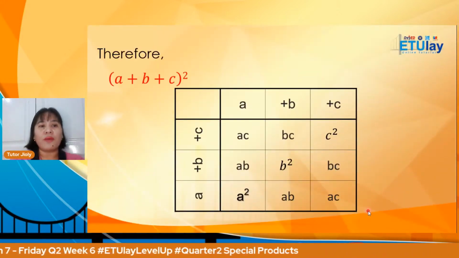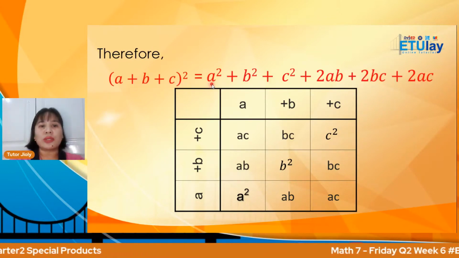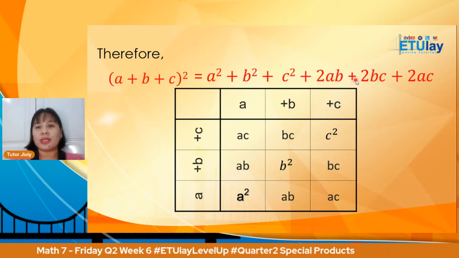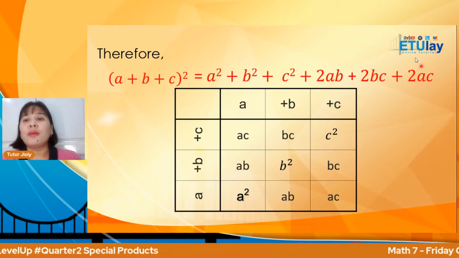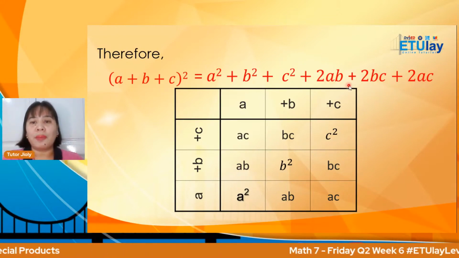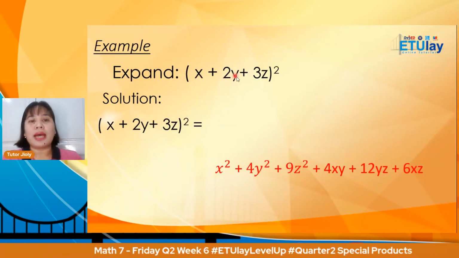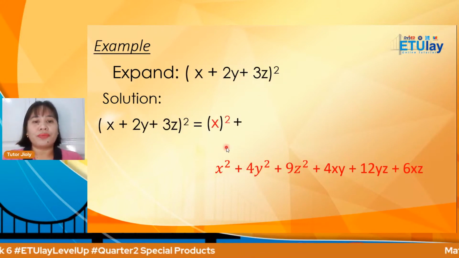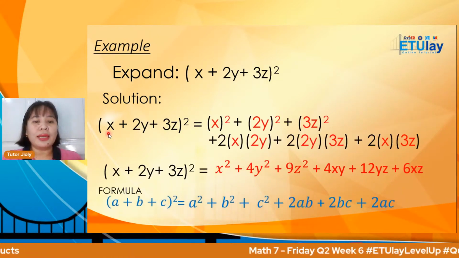Okay, so therefore, quantity A plus B plus C squared is equal to A squared plus B squared plus C squared plus 2AB plus 2BC plus 2AC. Ito na po yung pinaka-formula natin. Okay po. Okay, expand natin quantity X plus 2Y plus 3Z squared. So, squared natin.